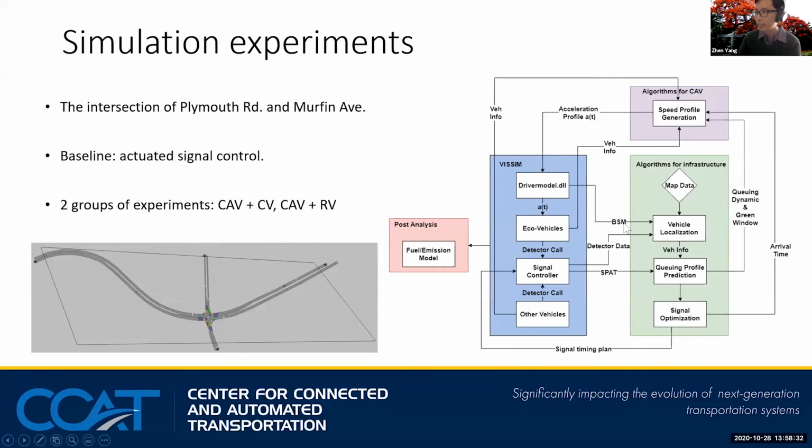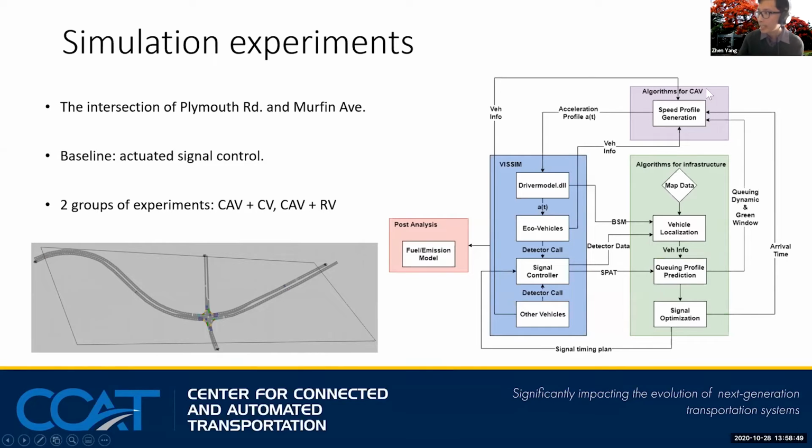Here is the simulation analysis. Let's first take a look at the right figure. So here is the simulation framework. The simulation is conducted in vSim, which has the signal controller to control the traffic signal. We have different kinds of vehicles: CAV and connected vehicles, and CAV and RV.